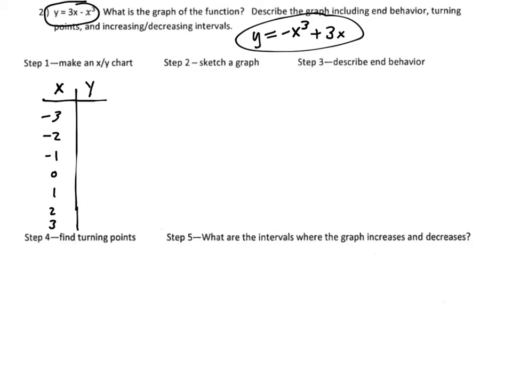So if we plug in -3 for x, we should get 18 back out. If you plug in -2 to this equation, you should get 2 back out. If you plug in -1, you get -2. If you plug in 0, you get 0. If you plug in 1, you get 2. If you plug in 2, you get -2. If you plug in 3, you get negative 18. So now we just need to sketch our graph.